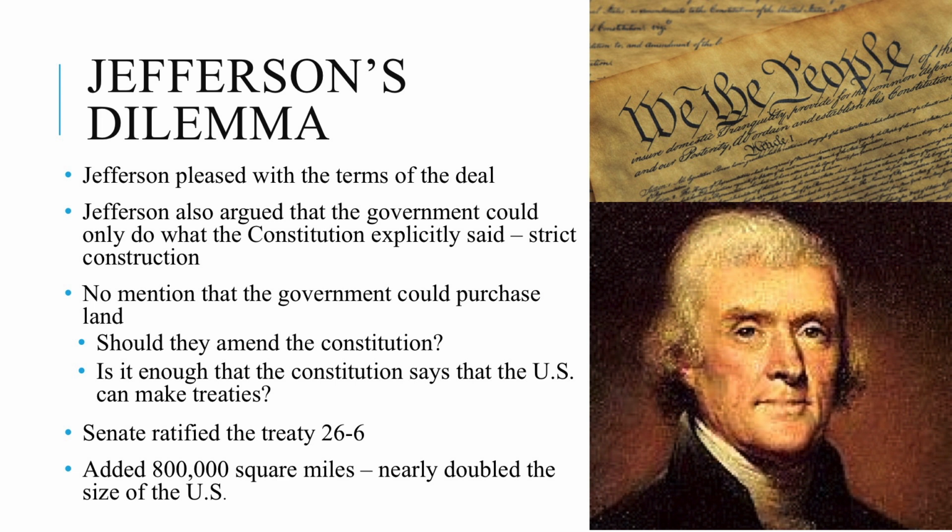He wondered if they should amend the Constitution, but they didn't have enough time to do that, and it was possible that the treaty would fall through. Ultimately, he decided that the Constitution does say the United States can make treaties. The Senate quickly ratified the treaty and passed it overwhelmingly 26-6. The Louisiana Purchase added more than 800,000 square miles and nearly doubled the size of the United States.